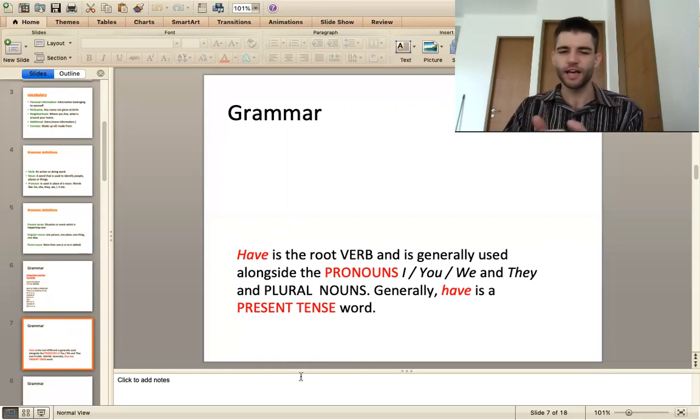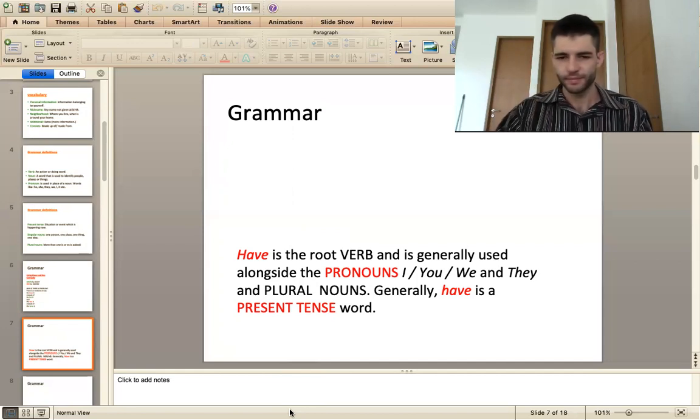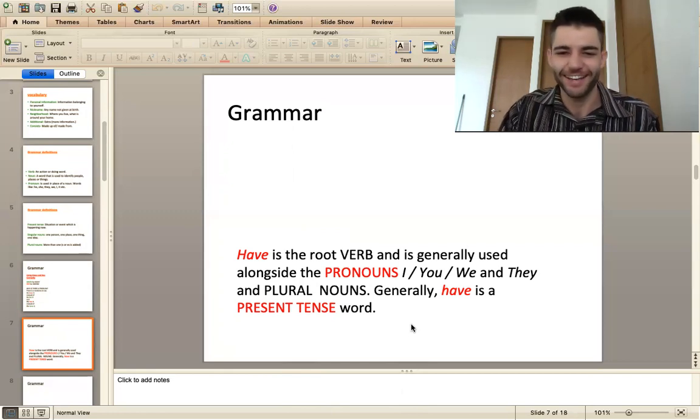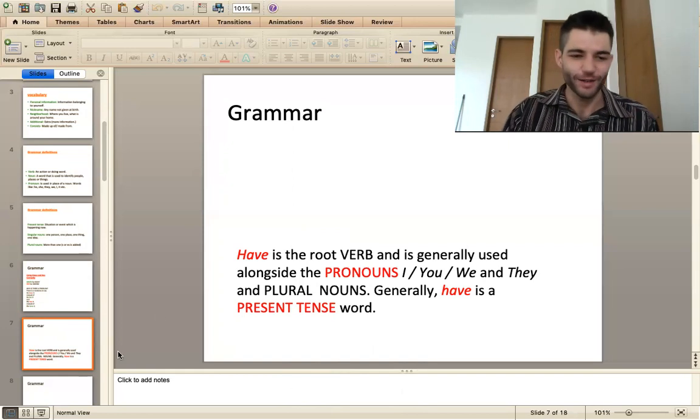And then it just says have is a present tense word. So when we're speaking something that is happening now, it means it's in the present tense. Like, I have a glass of water and I have a pen. And you have an English lesson right now. So it's present tense and happening right now. Okay. So yeah, understand? I hope so.